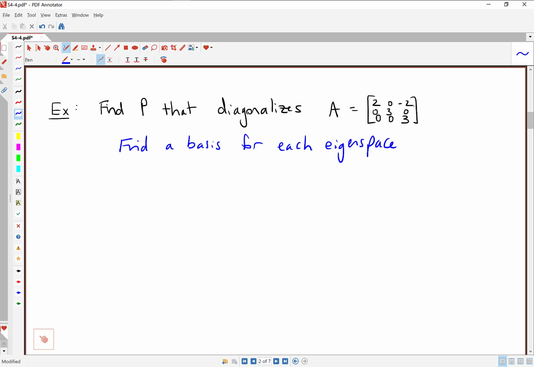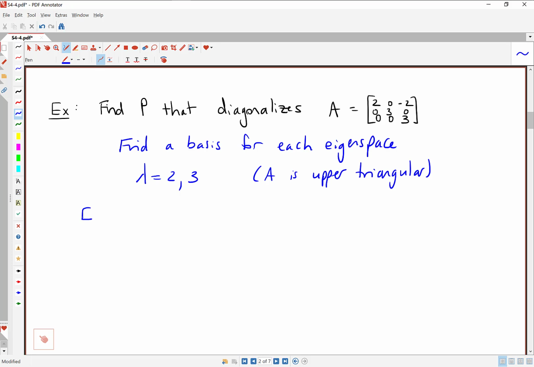Notice that it's upper triangular, so it's particularly easy to figure out what our eigenvalues are. The eigenvalues are going to be the numbers on the diagonal. That'll be true anytime you have an upper triangular, lower triangular, or diagonal matrix. So you just grab your diagonal entries there.